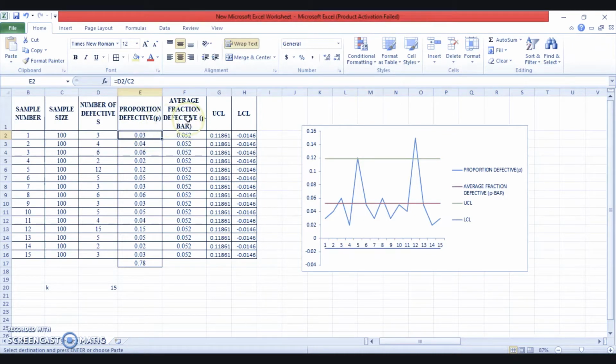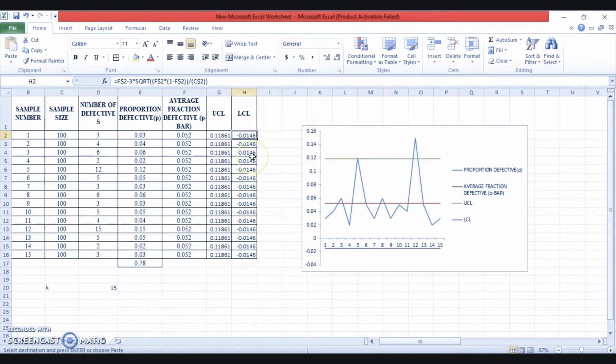That gives you the proportion defective, that is the P value. Then we find the average fraction defective, that is your central line or the P bar. We find it as the sum of all the proportion defectives divided by the total number of samples. That gives this value, 0.052. With the help of the P bar value, we find the upper control limit. The formula for the upper control limit is P bar plus 3 square root of P bar into 1 minus P bar upon n. Similarly, for the lower control limit, the formula is P bar minus 3 square root of P bar into 1 minus P bar upon n.